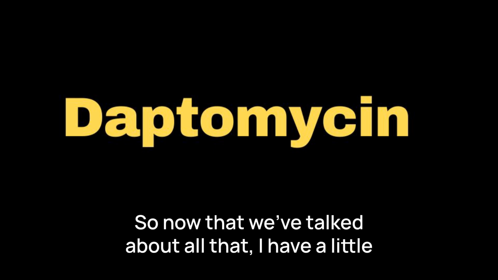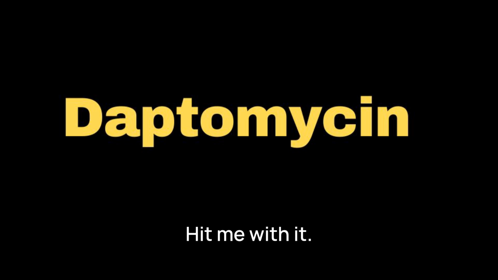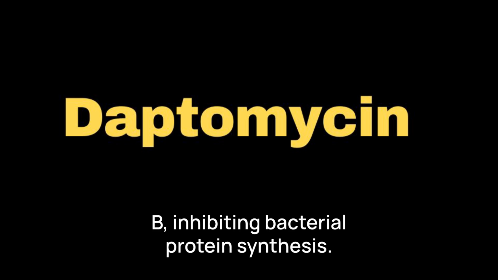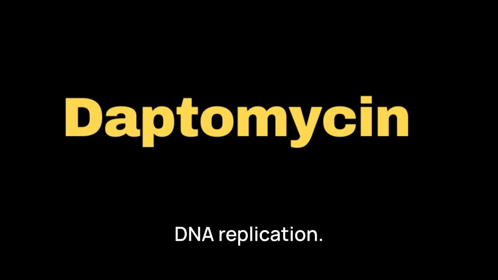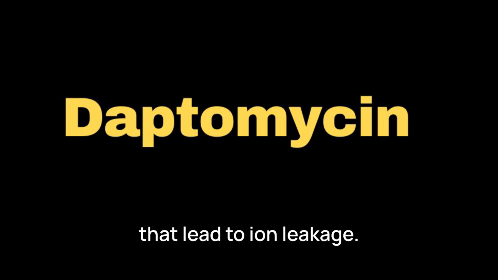Exactly. So now that we've talked about all that, I have a little pop quiz question for you. Okay, I'm ready. Hit me with it. Okay, so daptomycin kills bacteria by A, disrupting the bacterial cell wall, B, inhibiting bacterial protein synthesis, C, interfering with bacterial DNA replication, or D, forming channels in the bacterial cell membrane that lead to ion leakage.